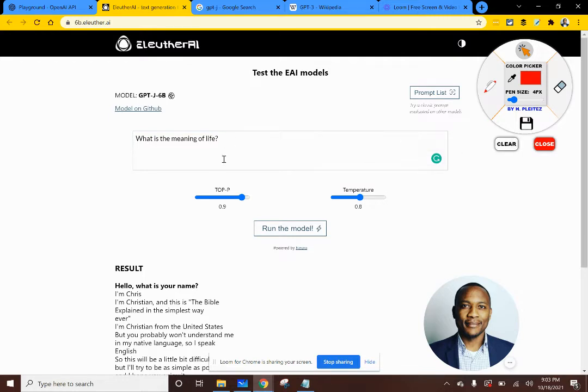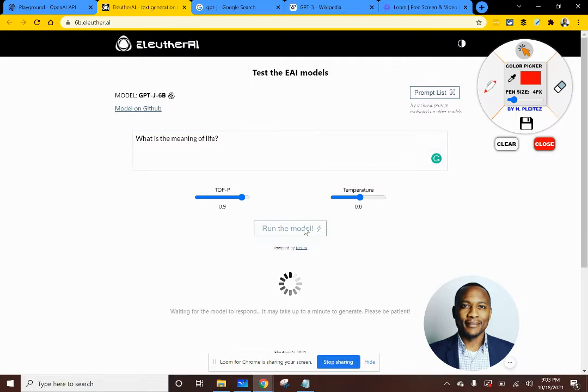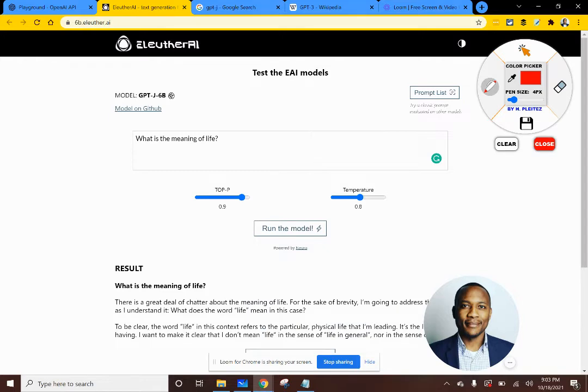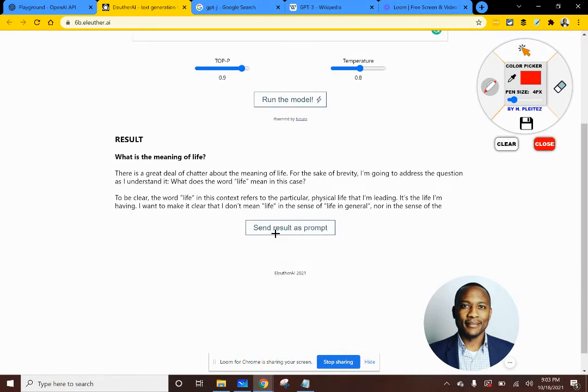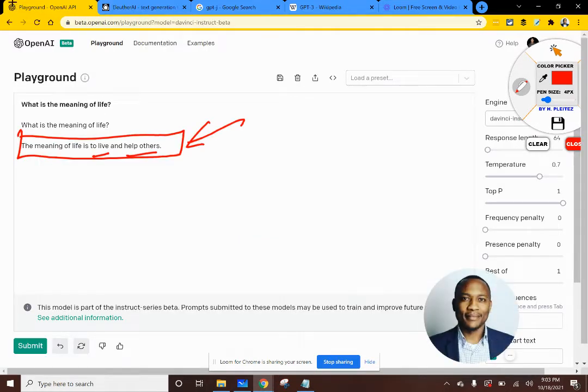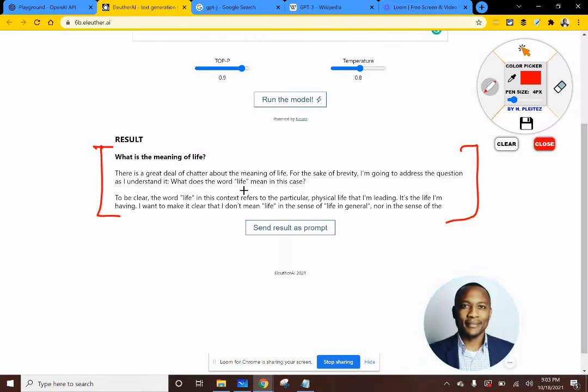All right, so let's go ahead and clear that. What is the meaning of life? Let's run the model. As always, it seems to take a little bit longer for GPT-J to produce results. I'm not sure why, but we have some results here. So here's our result. And you can just see from this that this seems a little bit more comprehensive than what we have here on GPT-3, right? Just one short sentence, but here we have almost a paragraph, okay? Now, what does the paragraph say?